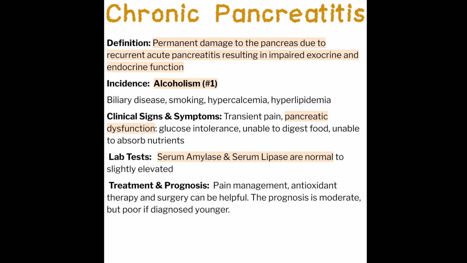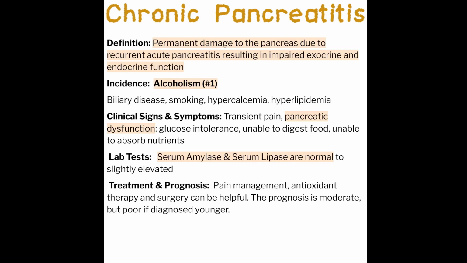Alcoholism, if it is not fixed, will continue to insult the pancreas, will continue to cause acute pancreatitis. The more acute pancreatitis bouts that you have, the more likely you're going to develop chronic pancreatitis. So it makes sense then that alcoholism is the number one cause. Of course, biliary disease can continue on if the patient, for whatever reason, has declined intervention for their biliary disease, then it can continue to cause acute pancreatitis, which leads to our chronic. And then we also know that there is some relationship with smoking, high blood calcium, and high cholesterol.